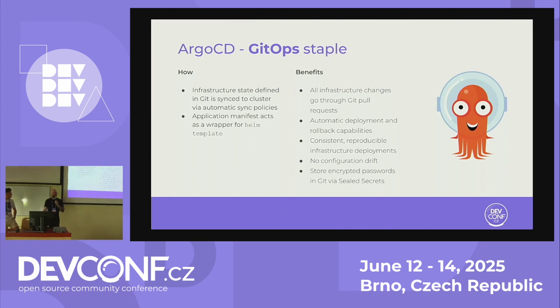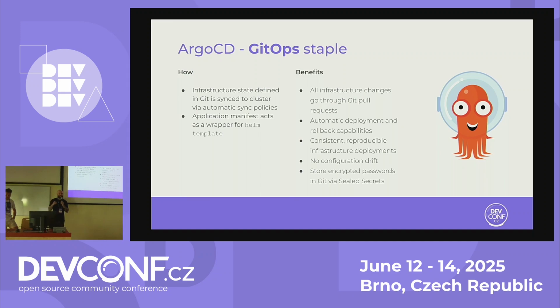So at the heart we are using Argo CD, which is a GitOps staple, I think. I believe it's far better than Flux. Yeah, that's just my opinion. What is GitOps? GitOps is an idea where you store all of your configuration inside Git, and then you use some mechanism to reflect that configuration with reality.